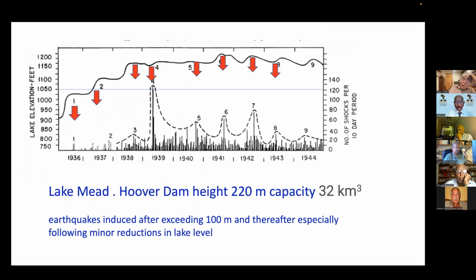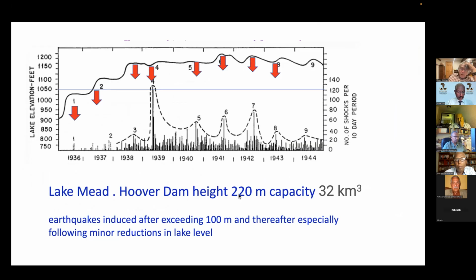The most famous one is Lake Mead. Again, this is a mid-continent setting. The capacity of this is 32 cubic kilometers. That's a third the volume of the Renaissance dam reservoir. And this had a very high, 220-meter arch dam, the Hoover Dam, as you well know. But this is the 100-meter level, and you could see that earthquakes were beginning to be induced after a peak occurred and a small lowering occurred. There was the first intimation of seismicity.